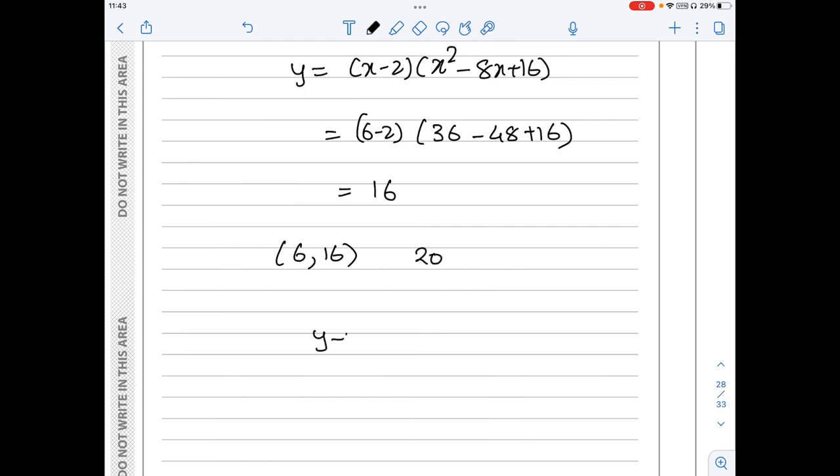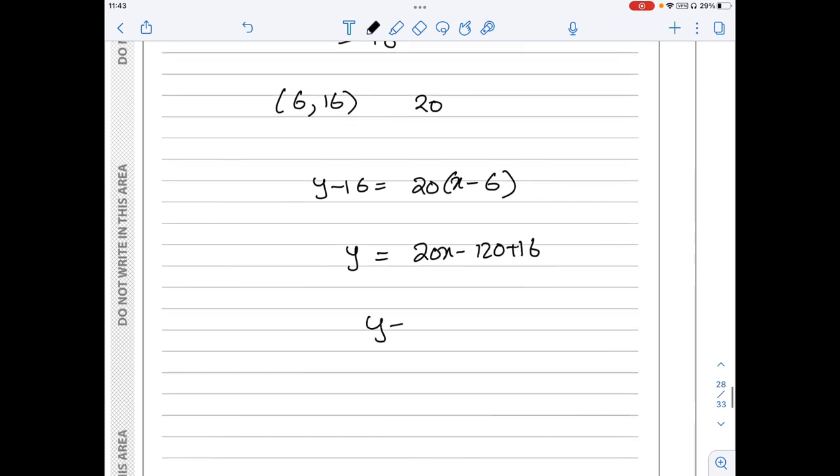So y minus y1 equals to m times (x minus x1). So what does it become? y equals to 20x minus 120 plus 16. It becomes y equals to 20x minus 104.